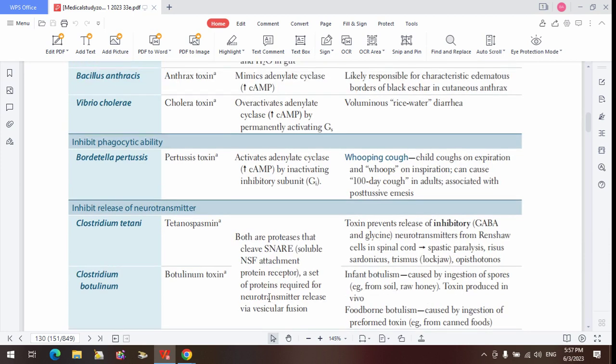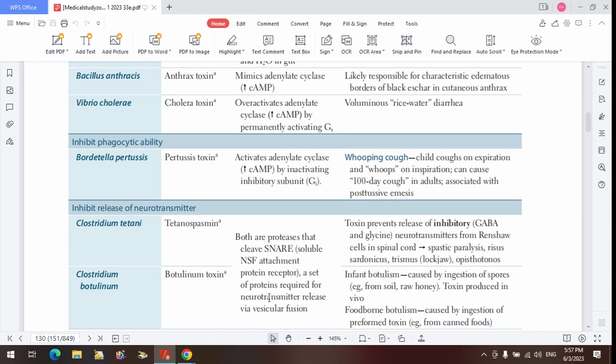The ones that inhibit phagocytic ability. Now, I want you guys to be careful here because this one is caused by Bordetella pertussis. I've seen this one in a question, maybe like 40% or 37% got that question because it's very unusual. Bordetella pertussis releases pertussis toxin. How does it work? It inhibits phagocytic ability. It does not cause fluid secretion. It doesn't inhibit protein synthesis, but it inhibits the ability of the phagocyte to phagocytose.